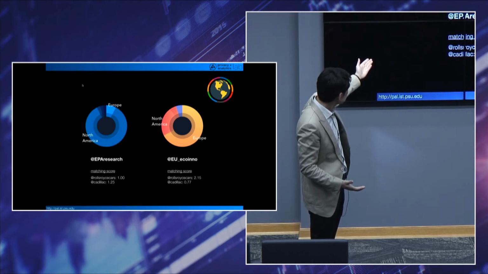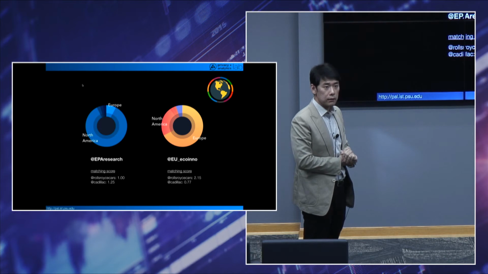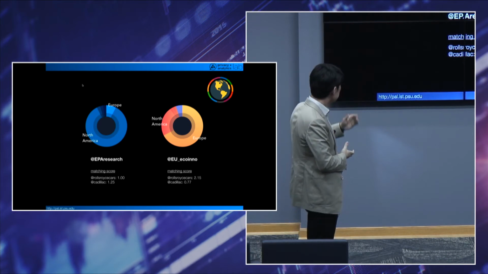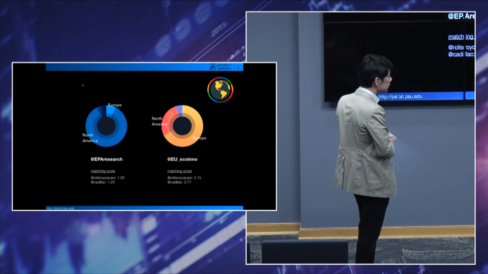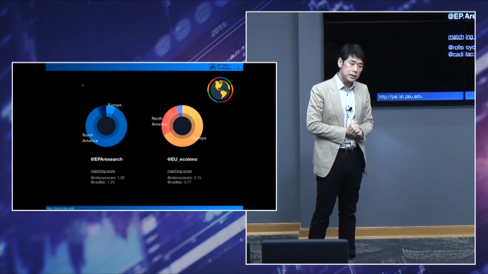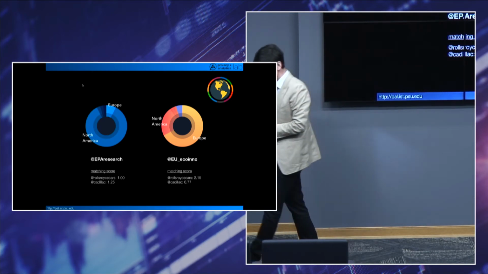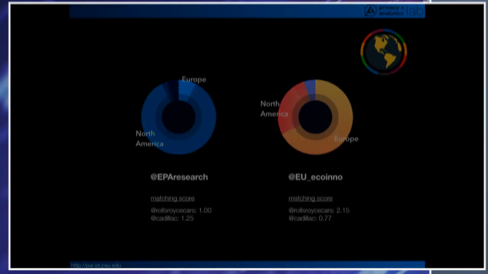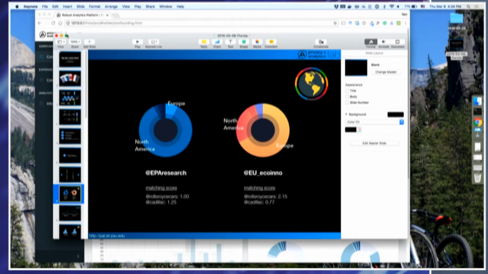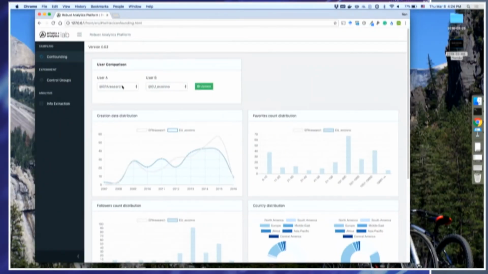But rather, it's because if you look at the percentage of followers for the two accounts, they are very different from each other. EPA research has a much higher percentage of followers from North America, and the EU environmental friendly group has a much larger percentage of followers from Europe. And I just want to show you with a system that we have built that this issue is by no means an isolated incident.